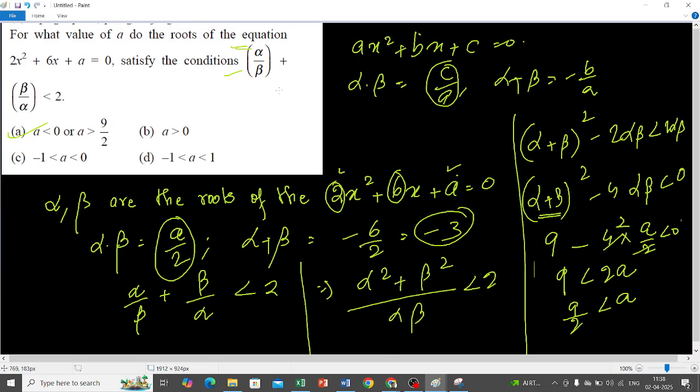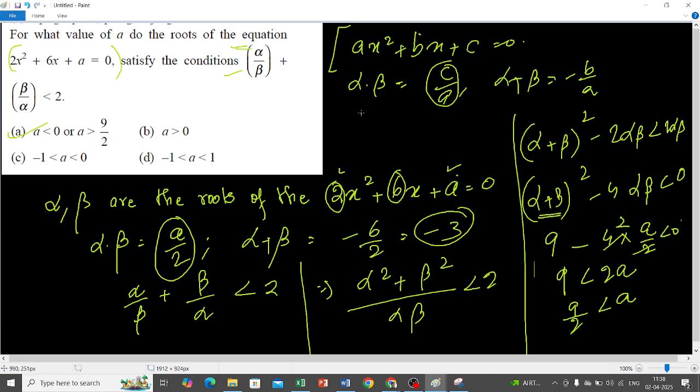Okay, see, alpha comma beta are the roots of this equation 2x square plus 6x plus a is equal to 0. Okay, now from formula what do we have? We have this ax square plus bx plus c is equal to 0.